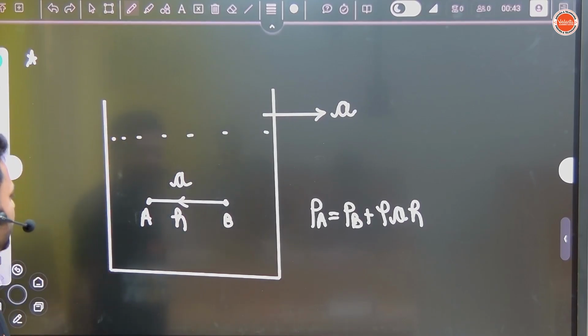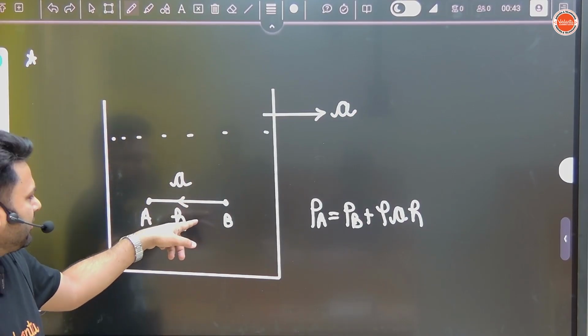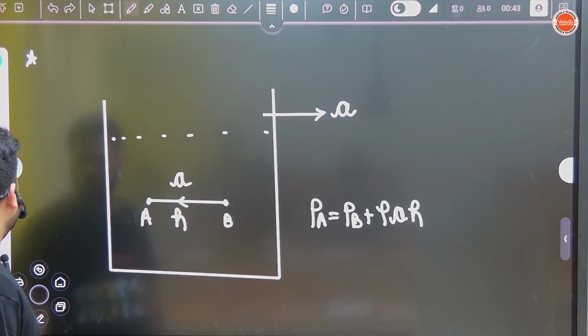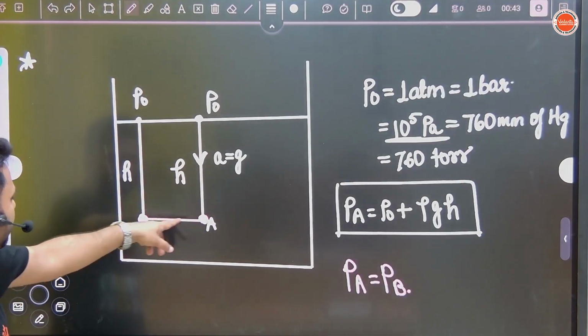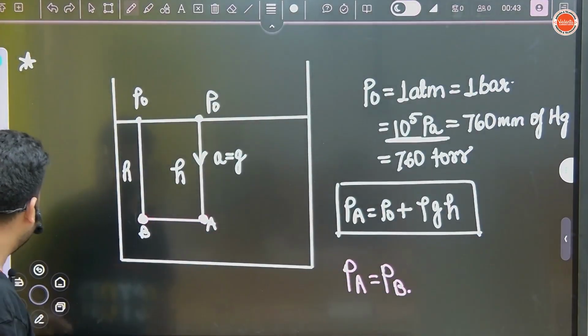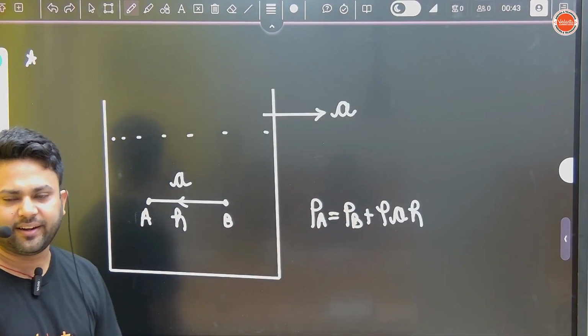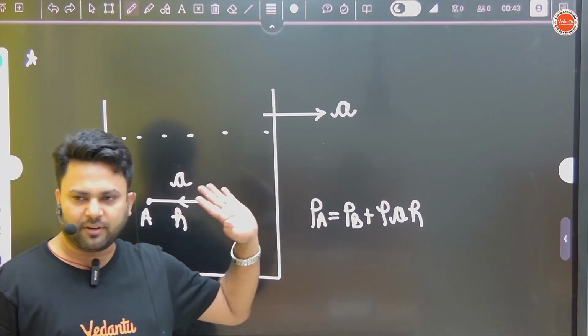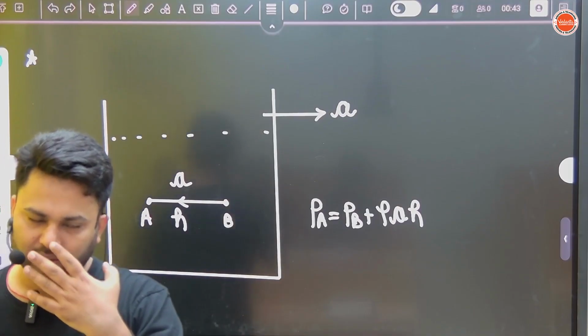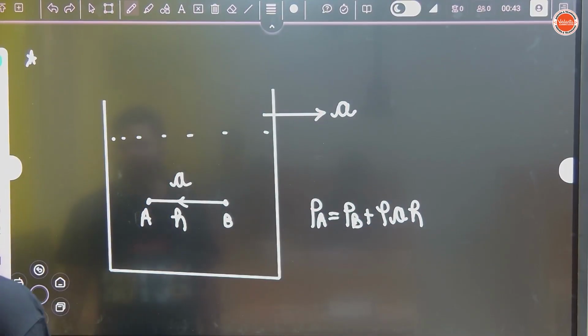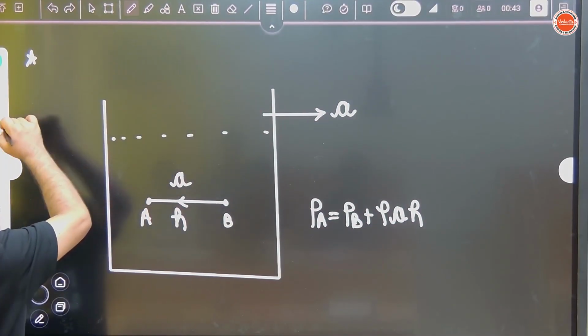So pressure at the same level does not mean that every time it will be same. Here same level, same pressure. But if the liquid is accelerating, if the container is accelerating, then at the same level pressure will be different. Correct? Acha, one more type of question they ask.